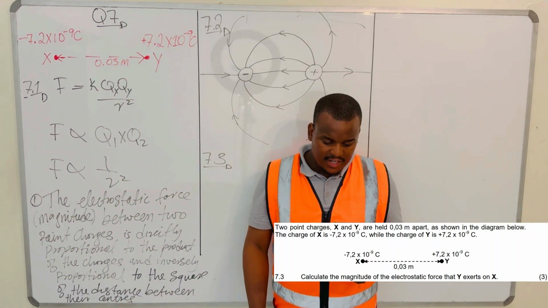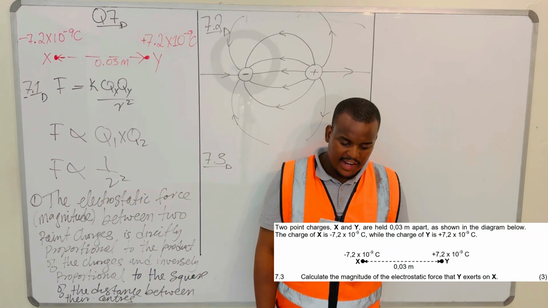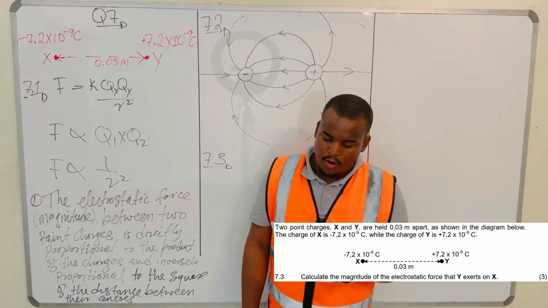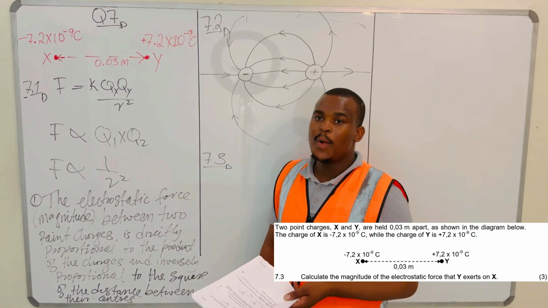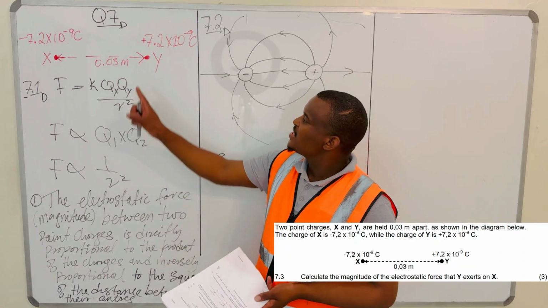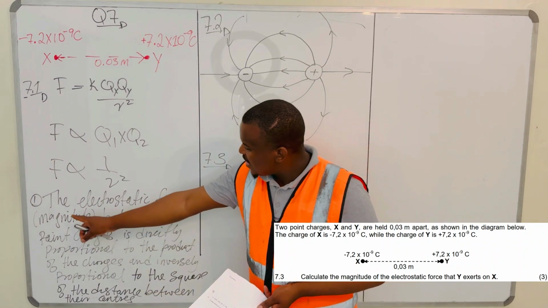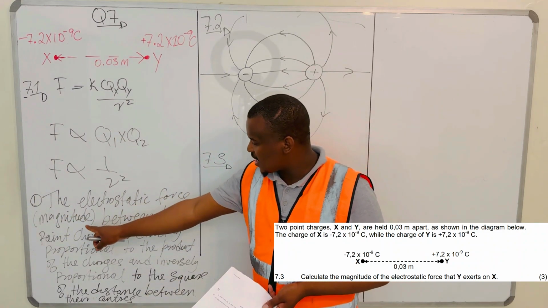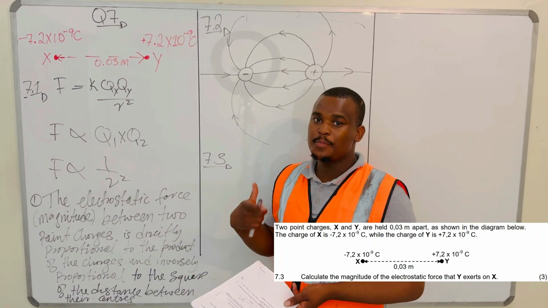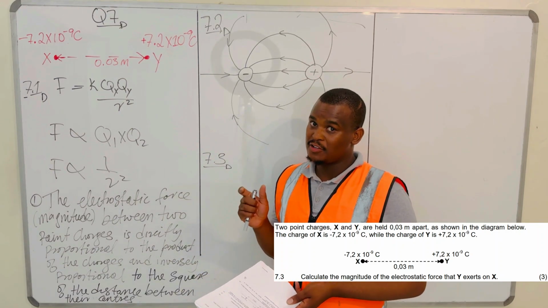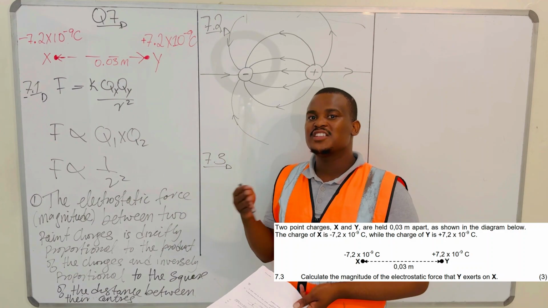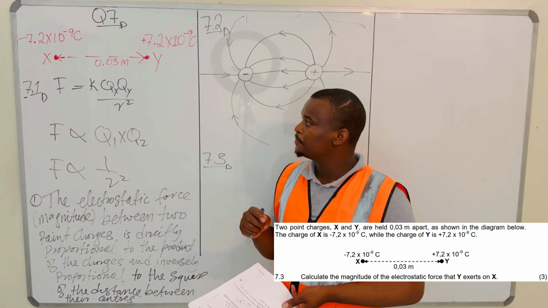7.3. They're saying calculate the magnitude of the electrostatic force that Y exerts on X. So they want us to find the magnitude of the electrostatic force that Y exerts on X. I said that the magnitude of the electrostatic force between 2 point charges is directly proportional to the product of their charges, and inversely proportional to the square of the distance between them.